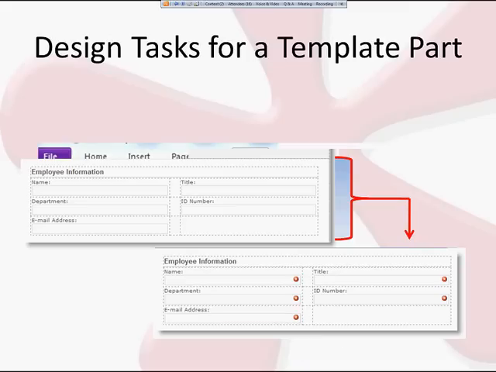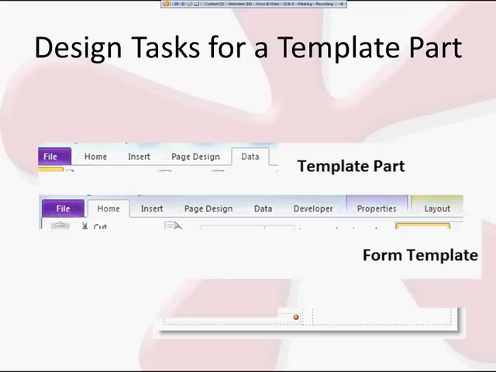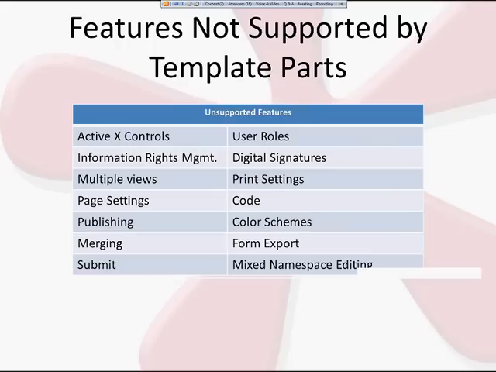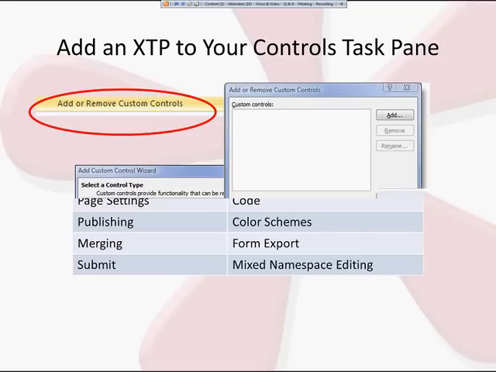It's not too hard. The template part doesn't have all the features of the form template, and it's missing some of the things on the header. When you're in the design mode, you only see those 5 tabs on top in the menu, the ribbon there, instead of all the normal ones. Here's a list of some of the features that are not included with template parts. But they are easy to add.